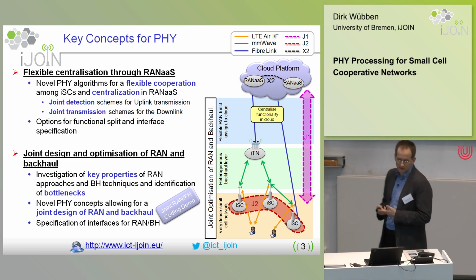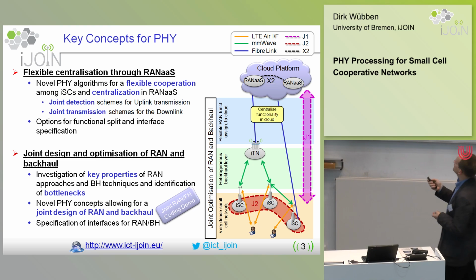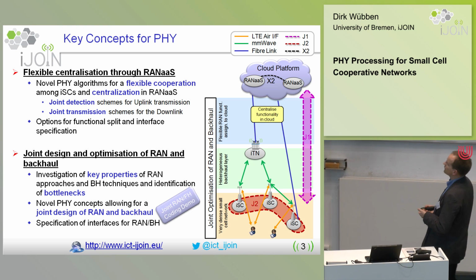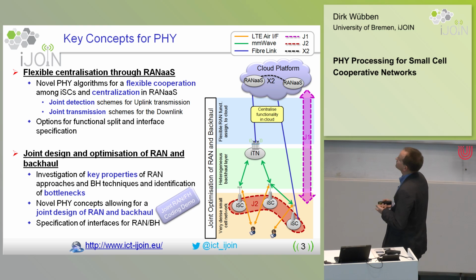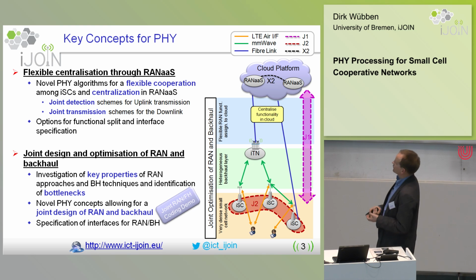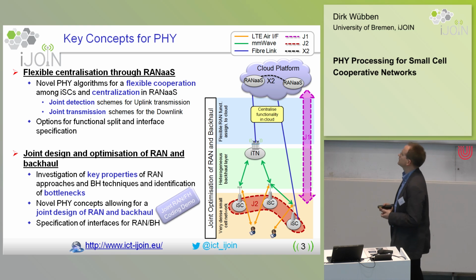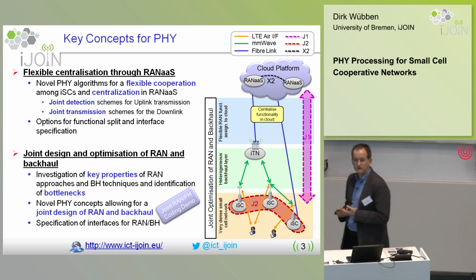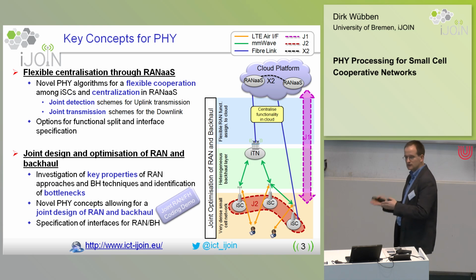And now the iJOIN concept asks for new algorithms in order to allow for a flexible centralization in this RANaaS platform, and it asks for novel algorithms which allow this flexible cooperation and centralization in this overall architecture, where we will need basically joint detection schemes for the uplink transmission, some examples I will talk about later, and joint transmission schemes for the downlink, which I will not talk about here today because of lack of time. And for all these different techniques, we can discuss different functional split options, as we have already heard several times today. Here we will address the corresponding physical layer techniques.